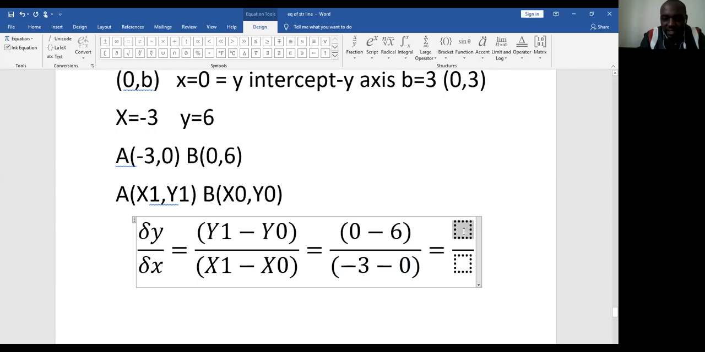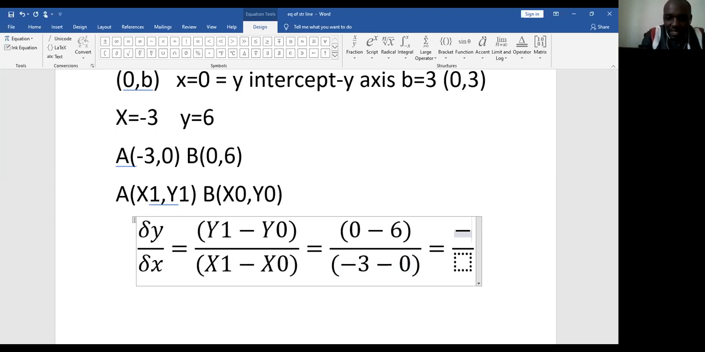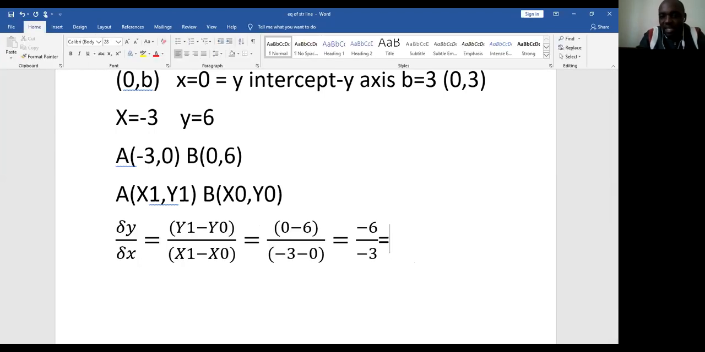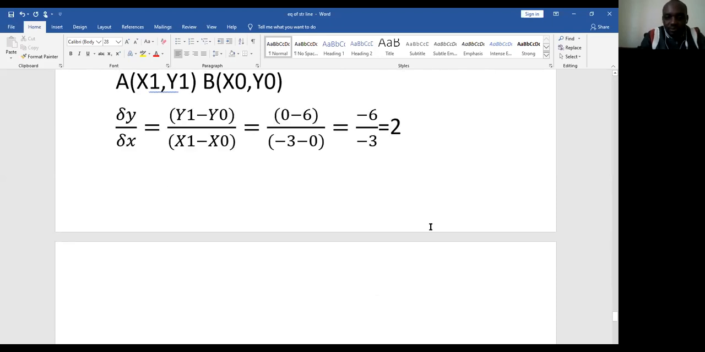0 minus 6, the answer is what? -6. -3 minus 0, the answer is -3. So in short, what you're going to have here is -6 over -3. Negative and negative cancel one another. 6 divided by 3, the answer is 2. So the negative has already cancelled because you have negative on the numerator and the denominator. Then you have 6 over 3, which is 2. So we can simply say the gradient of this line is 2.